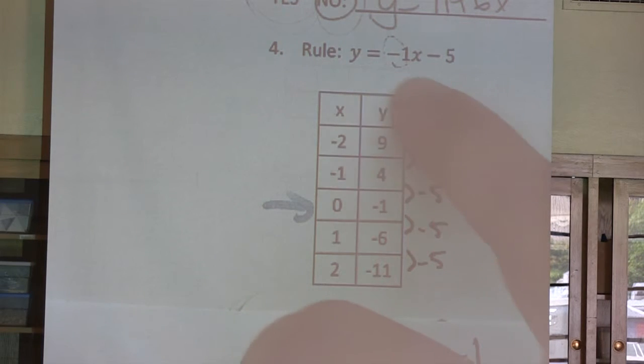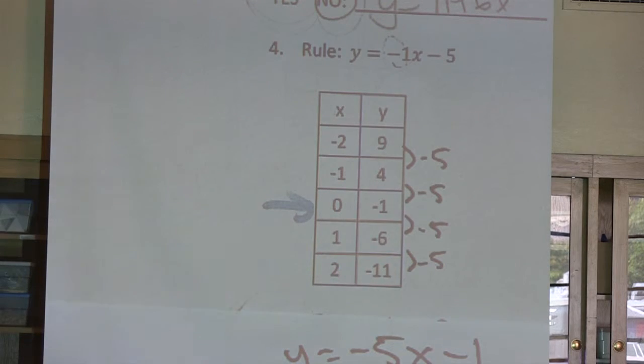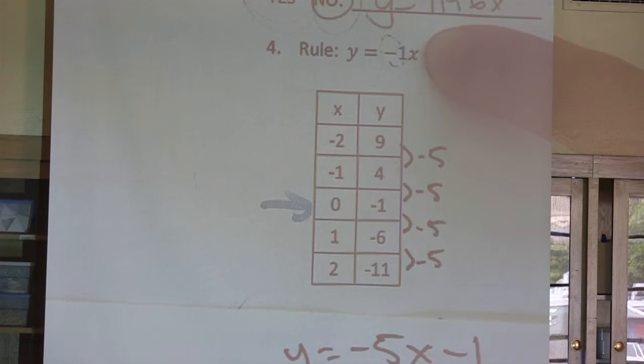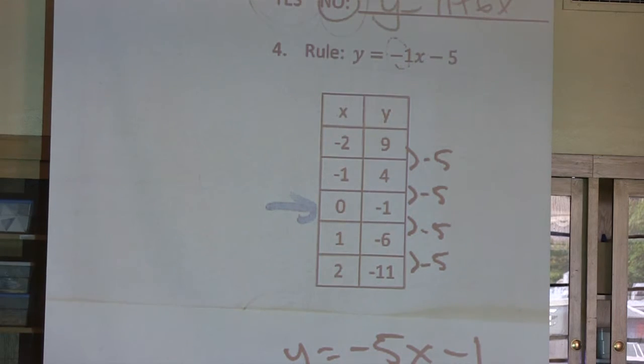Okay, so this, the part with the x tells us what it's going up or down by. That tells us our slope. Right, Hemo? So the numbers are correct, but they're in the wrong spots, which is what Quinn was saying. Okay, number 5.